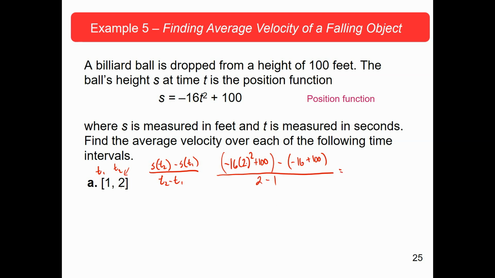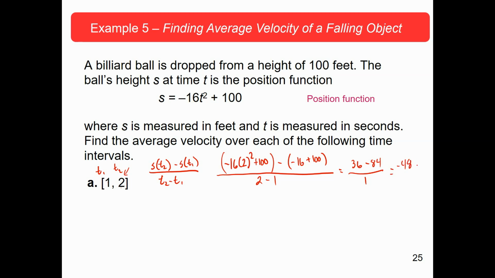So negative 16 times 4 is negative 64, plus 100 is 36. Negative 16 plus 100 would be 84, and then minus 84. So minus 84 all over 1. Well, 36 minus 84 is going to give us negative 48.